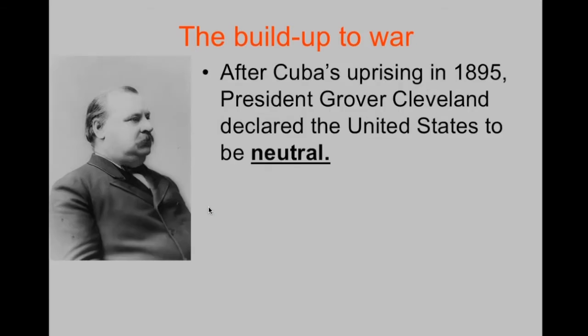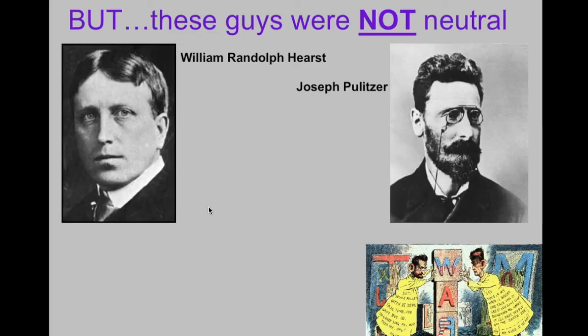So, build up to war. After Cuba's uprising, in 1895 there's another uprising, by the way. President Grover Cleveland declared the U.S. to be neutral. Sad fact, that buddy Jose Marti actually died fighting in this next revolution, 1895. So he passed away, I guess died a martyr for his country. But yeah, the president says we're staying out of it. McKinley wants to stay out of it, but these guys are not staying out of it.